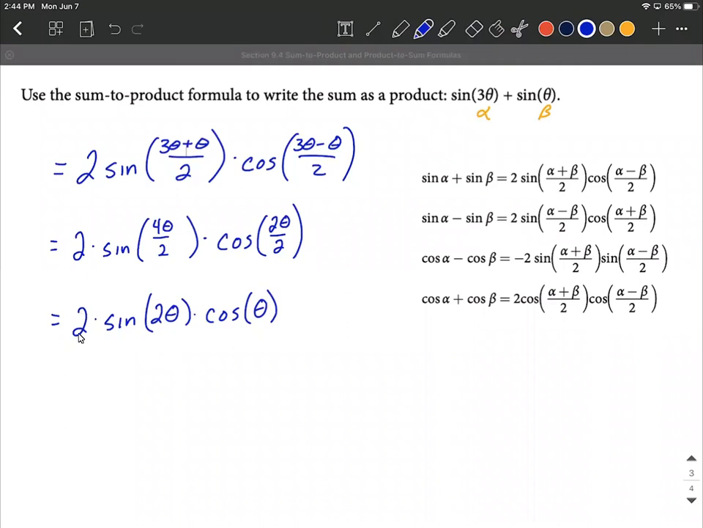This 2 from the outside will not come to the inside of these functions. You can't say, bring it in here with this 2 theta or with this theta. It remains on the outside, and that'll be our final answer.